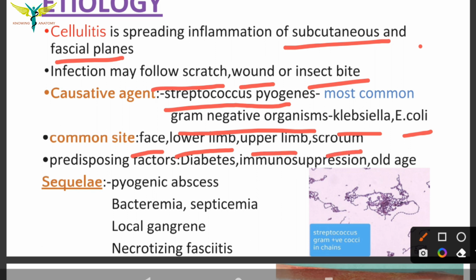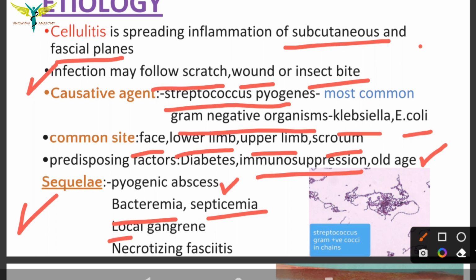Predisposing factors are diabetes, immunosuppression and even old age. So you should remember, for any case of infection, the main predisposing factor will be the immunocompromised status of the patient, and even old age. Other comorbidities include diabetes, people on corticosteroids, organ transplant patients, etc. Coming to the sequelae of cellulitis: pyogenic abscess, bacteremia, then septicemia, local gangrene and necrotizing fasciitis.